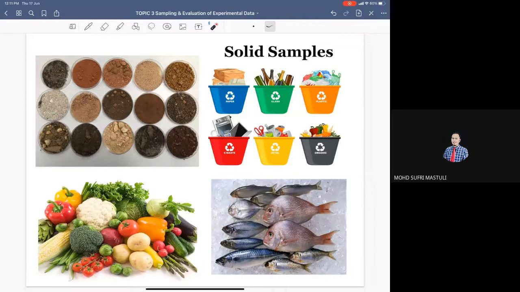Okay, so these are various examples of solid samples. Of course, we can have paper, glass, plastic, sometimes e-waste, electronic waste, metal, or agricultural or organic waste as the solid sample. As you can see, on the top left is the soil sample. Vegetables also can be a solid sample. Fish also, we can do solid sample analysis.